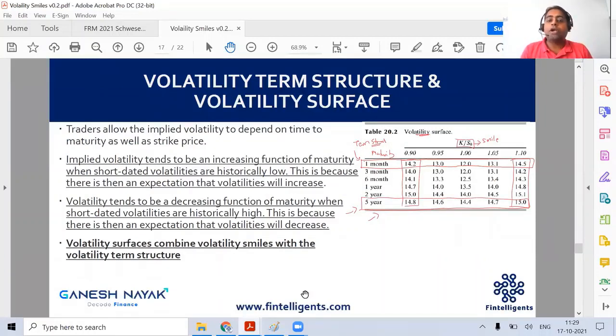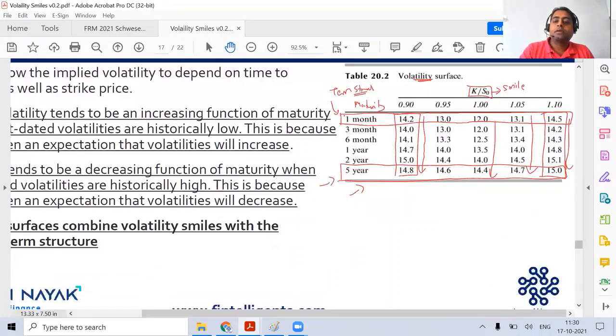Perfect. There's one more point to observe, that if I look at volatility term structure, the volatility is increasing with time. Volatility is increasing with time. We can check this. I'm just zooming in again. Can we see that? From 14, if I look at the first column, 14.2 to 14.8. Third column, 12 to 14.4. It is increasing. Right?